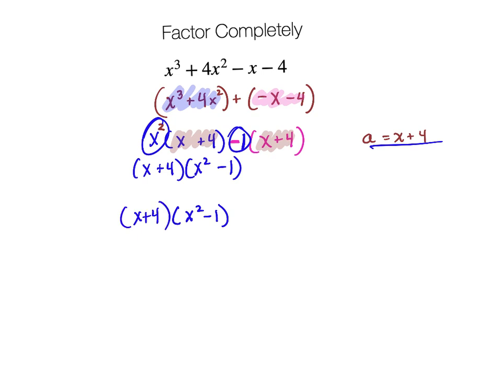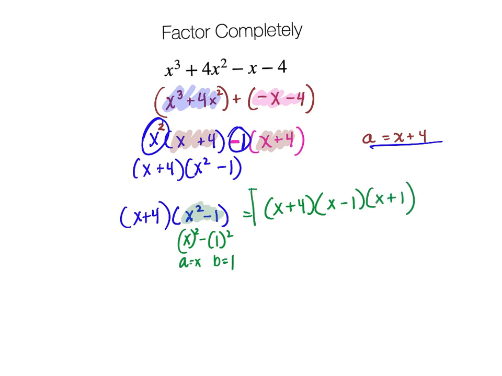Now, once again, we aren't done, because we are going to be observant, and we notice I have a difference of two perfect squares. That's an x squared minus 1 that is squared, so my a is x, my b is 1, and now I can factor everything. I got my x plus 4 and my difference of squares, a minus b, a plus b. And now I have it completely factored.